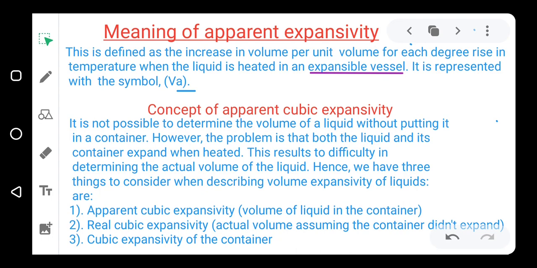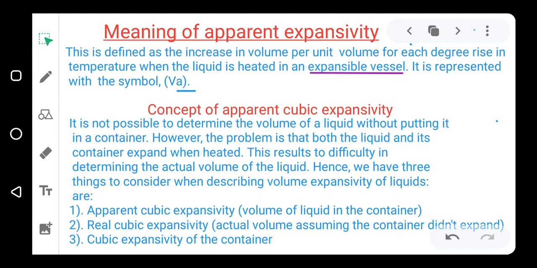You put your liquid inside a container and you heat it, then it rises from volume 1 to volume 2, and you think that this is the volume or the expansion of the liquid, but it is not, because you've not taken into consideration that the vessel itself is expanding. So that one you are seeing is just the observed cubic expansivity of the liquid.